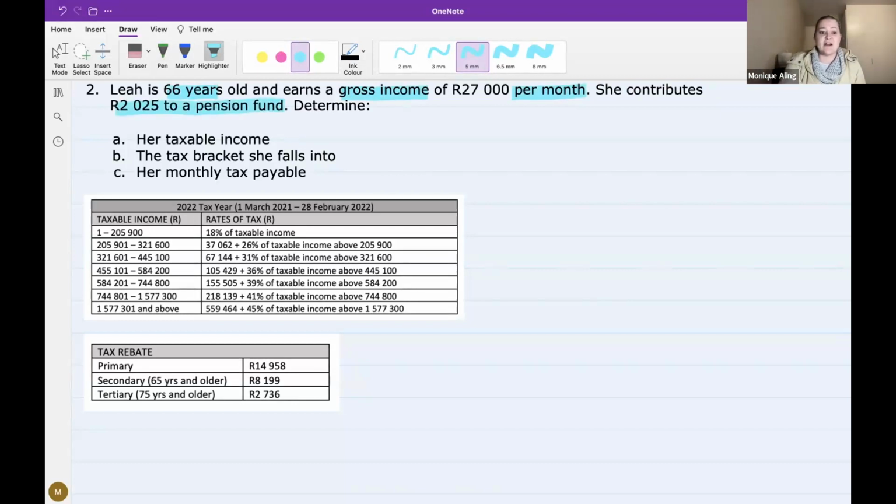So step 1, or question 2A, is work out taxable income. I'm going to give you guys 2 minutes to quickly get the taxable income for me. Remember, that was the first formula we wrote down.